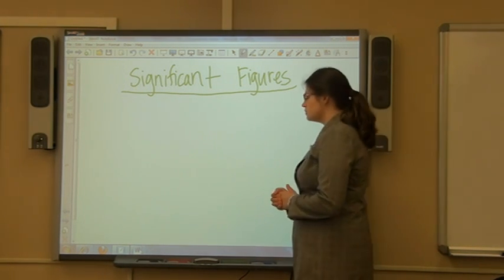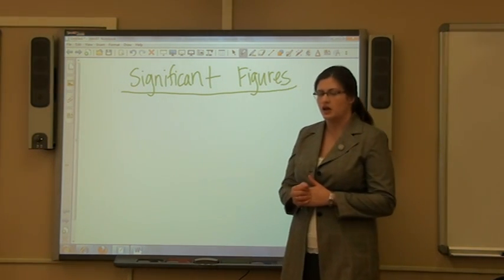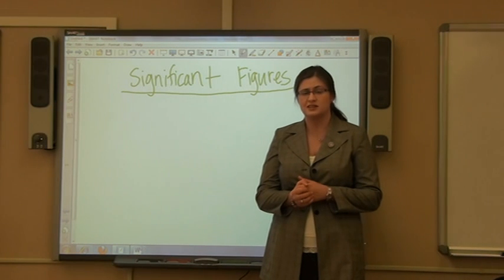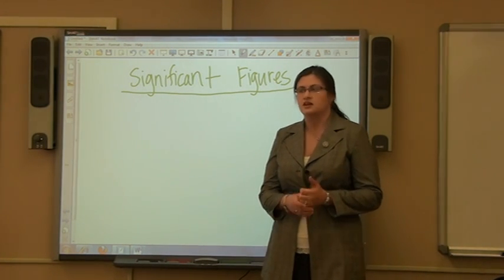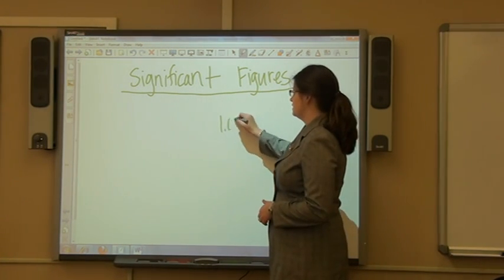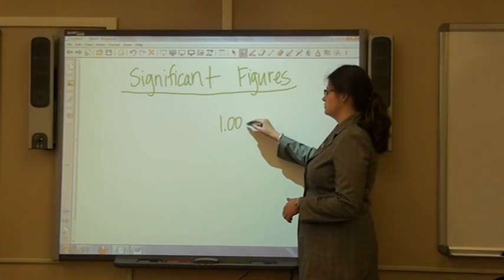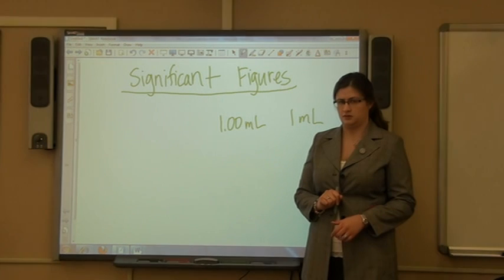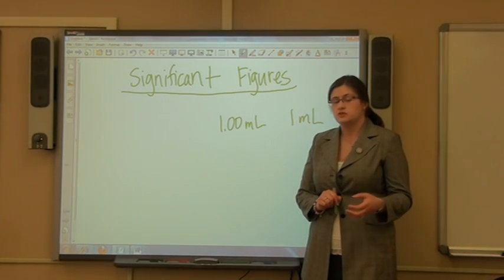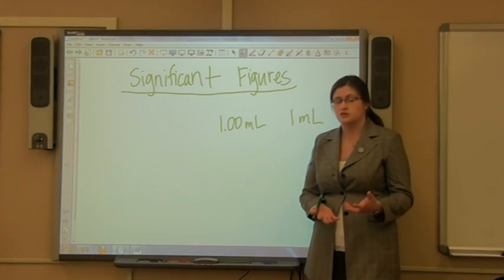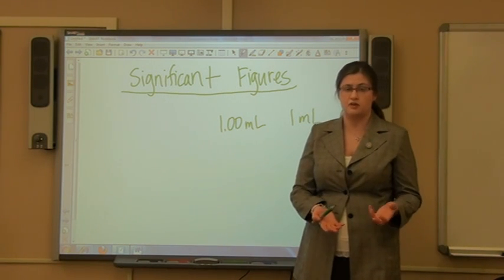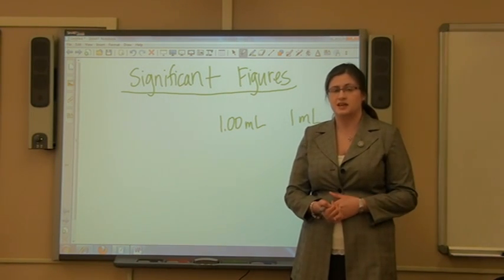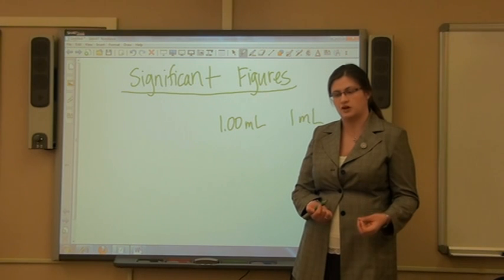Okay, so we use significant figures to determine how precise we need to be with any of our measurements. It's the reason why sometimes you see 1.00 milliliters versus just 1 milliliter. The 2 zeros at the end increase the number of significant figures in our number. The purpose for this is to tell you how exact you need to be with your measuring.